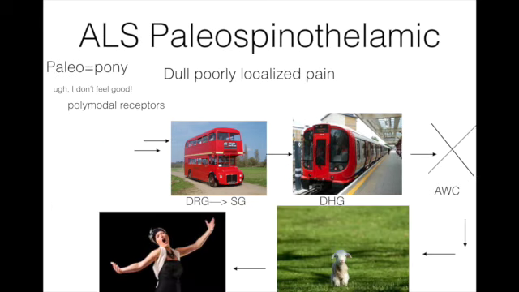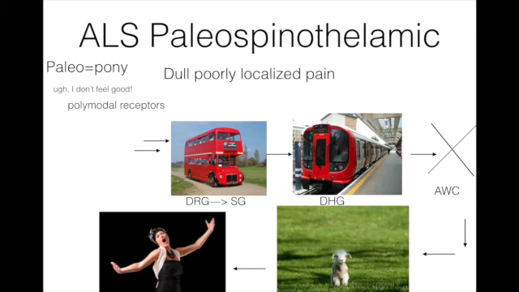Okay, ALS paleospinothalamic tract. This carries dull, poorly localized pain. So, polymodal receptors project to dorsal root ganglion, to substantia gelatinosa, to dorsal horn grey, to cross the anterior white commissure, to project to the interlaminar nucleus. This is quite similar to the example before, so just note the difference, that this is the interlaminar nucleus instead of the VPL of the thalamus. And then from the interlaminar nucleus it projects to the cingulate cortex.